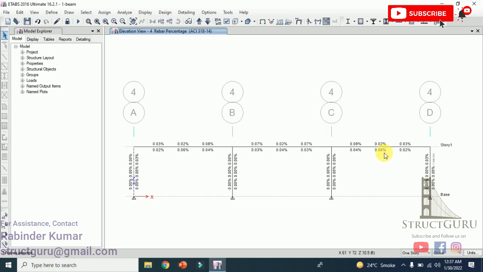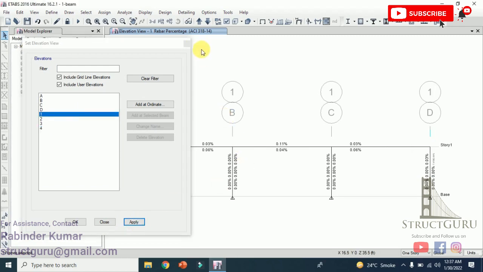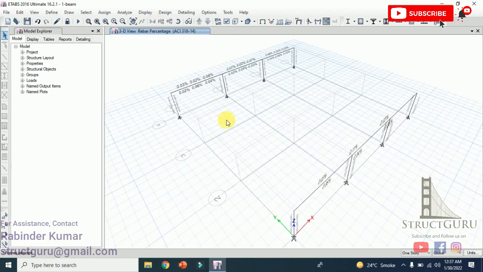So 0.06, 0.02, 0.07. So let's compare it to our continuous beam. So yes, 0.04 at the bottom, 0.06, 0.06 on this side, 0.01. So it is giving us the same reinforcement. Now what we learned from this: if you are modeling the beam separately or continuous, it actually does not make any difference to your model.